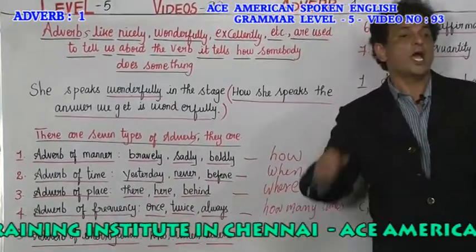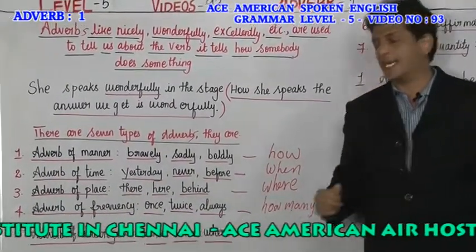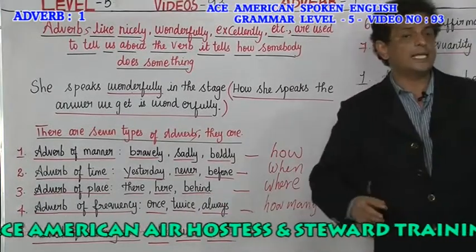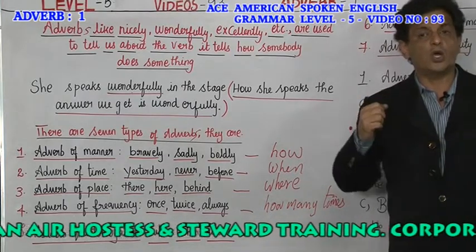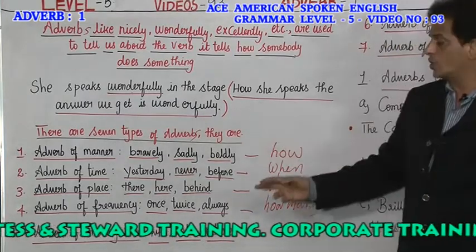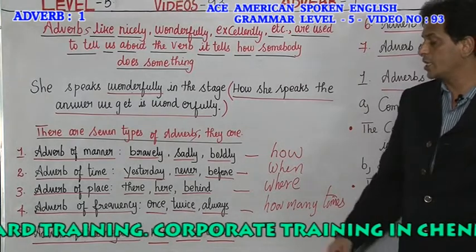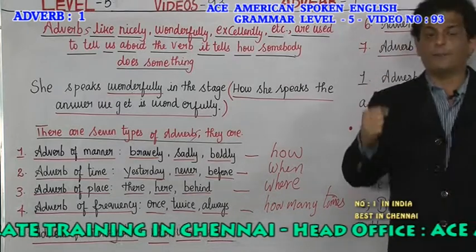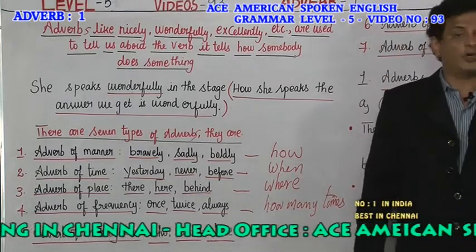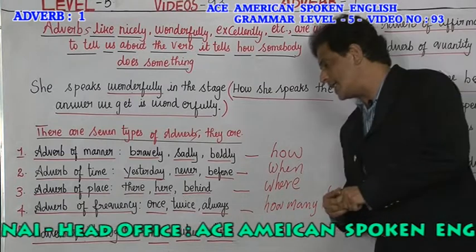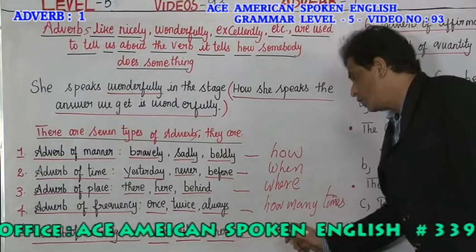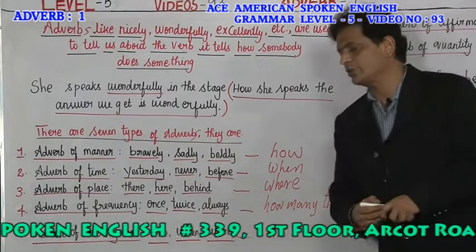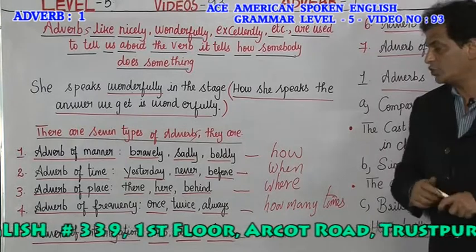Twice. He came. How many times? Twice he came. So twice becomes adverb of frequency. He eats non-vegetarian. How many times? Always. So always becomes adverb of frequency. You ask the verb how many times, how often, and the answer you get is called adverb of frequency. Then you ask the verb who, or when, or where, and the answer you get is called adverb of interrogation.